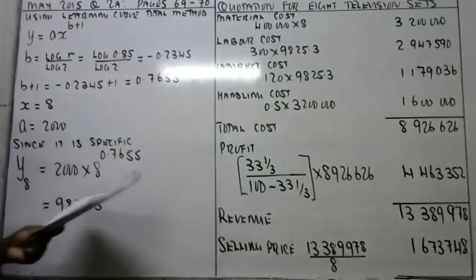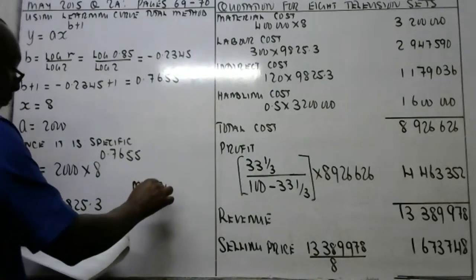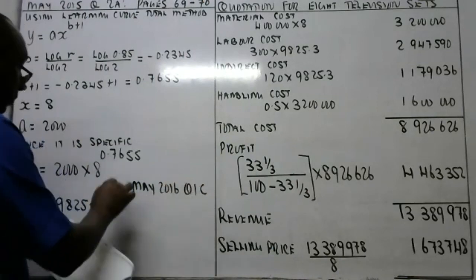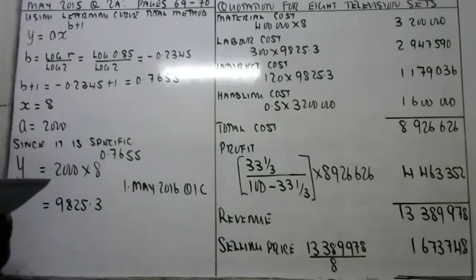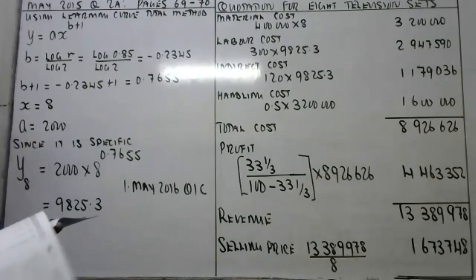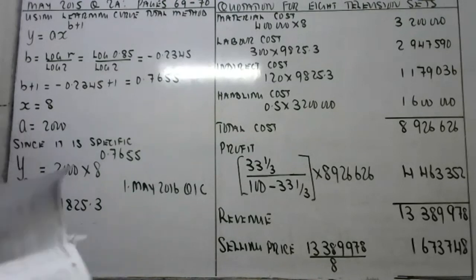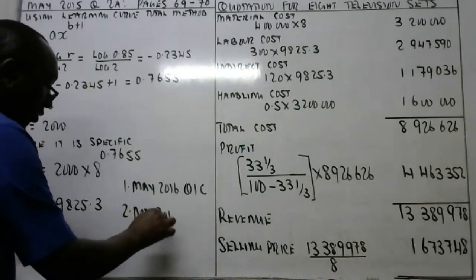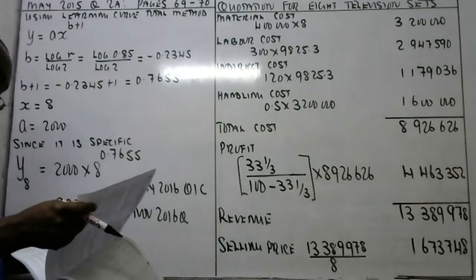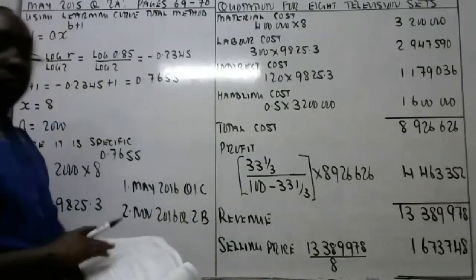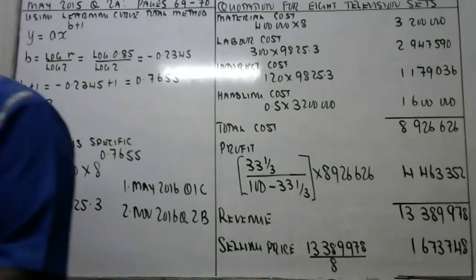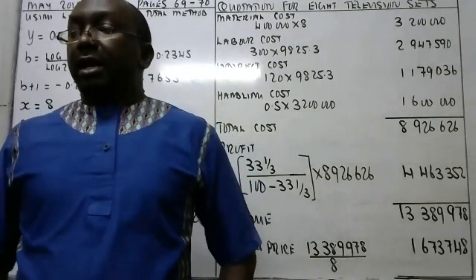So on your own, you could now attempt May 2016, question 1C, which is on page 55. Then November 2016, question 2B. So you can attempt those ones. That would be good. So we then call it a day at that juncture.